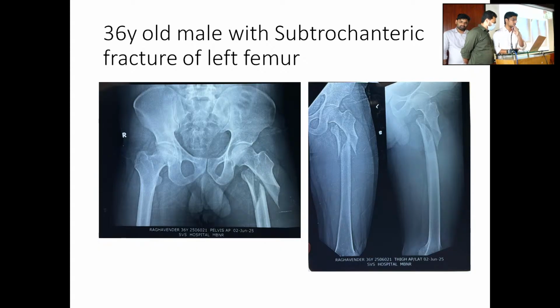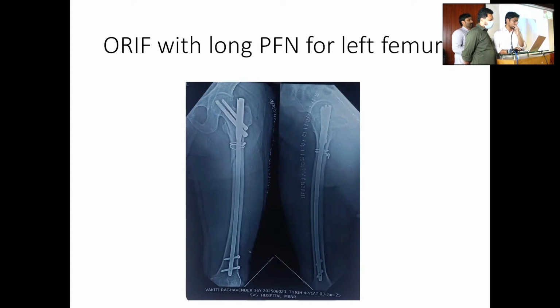This is a 36-year-old male, sir, with subtrochanteric fracture of left femur. This is a Seinsheimer type 3A, sir. We had an ORIF with long PFN for left femur, sir, with cerclage wiring.